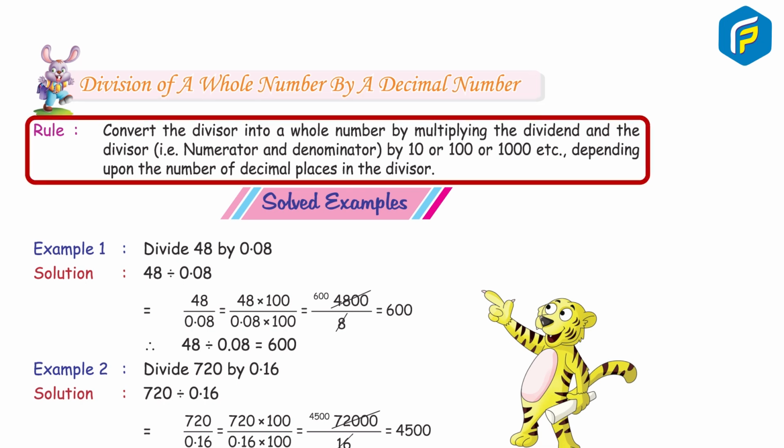Division of a whole number by a decimal number. Rule: convert the divisor into a whole number by multiplying the dividend and the divisor, numerator and denominator, by 10 or 100 or 1000, etc., depending upon the number of decimal places in the divisor.